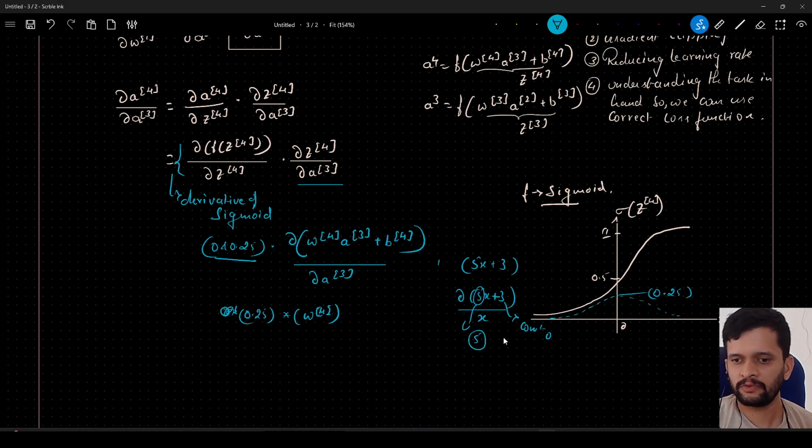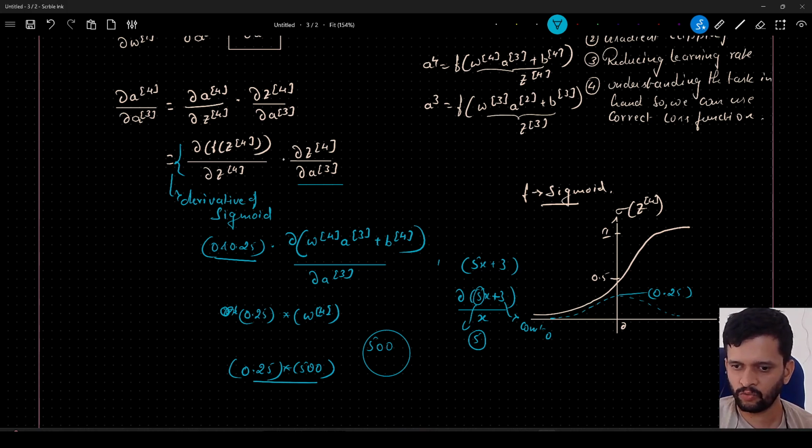Now, if we initialize the weights to a large number, let's say around 500 or 600, let's say 500, we will multiply 0.25 with 500, right? So what's the value of this? 0.25 times 500 is 125. So we will get dl by dw4 as 125, correct?